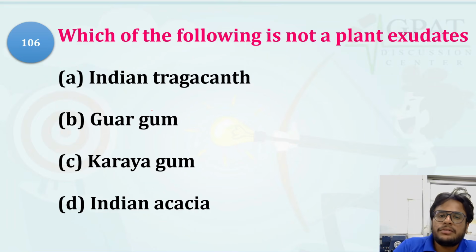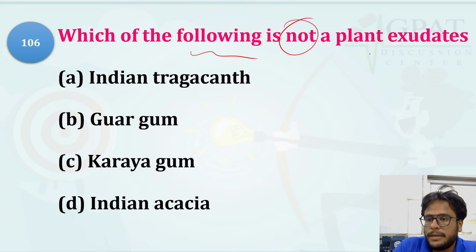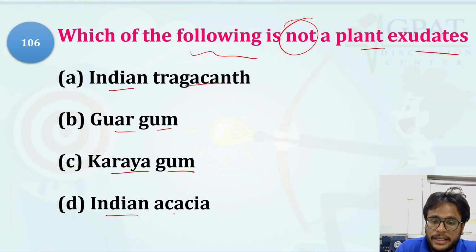Okay, coming towards our next question: which of the following is not a part of plant exudate? Option A is Indian tragacanth, option B is guar gum, option C is karaya gum, and option D is Indian acacia.